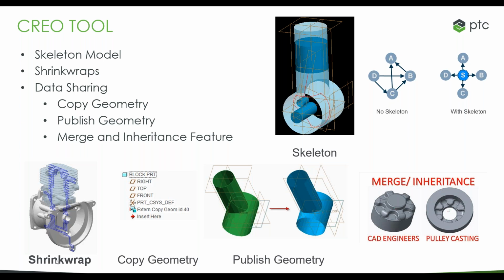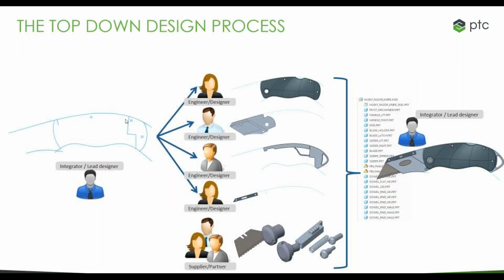Let's see. The next one is shrink wrap. Now I will explain it later on the drawing. Next one is data sharing, and in data sharing there are two things: copy geometry and publish geometry. The first thing is publish geometry. What is publish geometry? You can see that the lead integrator here, for this first engineer, just gave 2 curves to work on. That is called publish geometry.